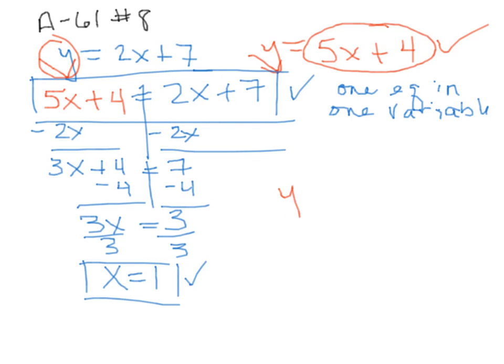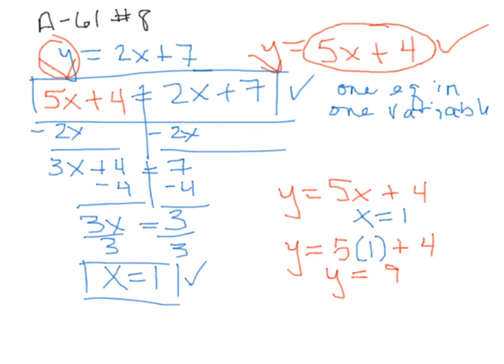So the other equation is y is equal to 5x plus 4. But I know that x is equal to 1, so I'm going to make that substitution. I'm going to say y is equal to 5 times 1 plus 4. Therefore, y is equal to 9, and I have the ordered pair (1, 9). Now I'm going to take that ordered pair and put it into the other equation, just to check it, right?